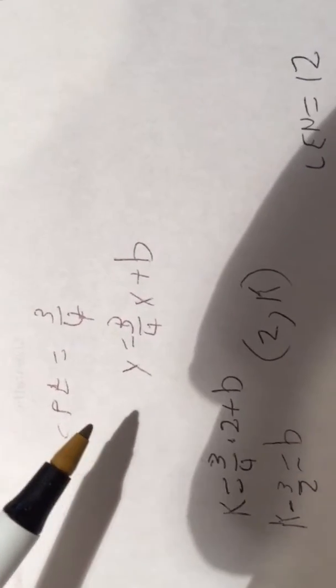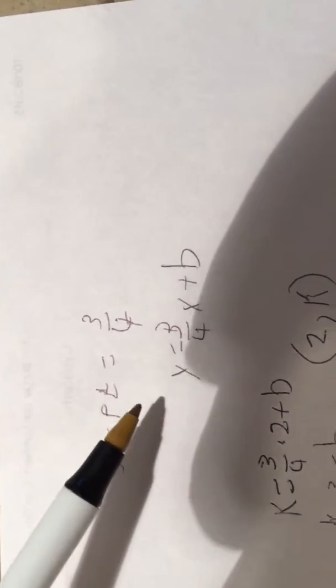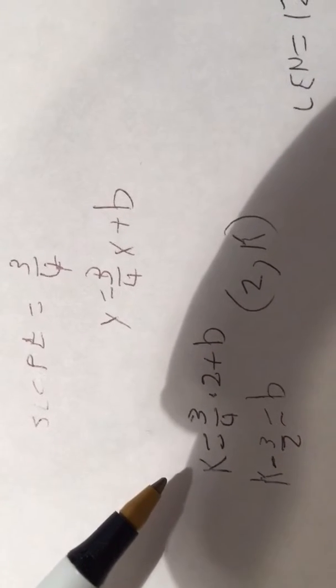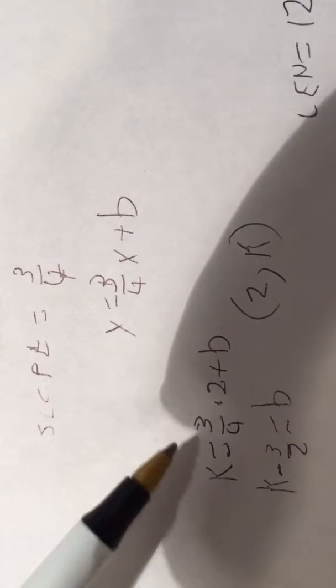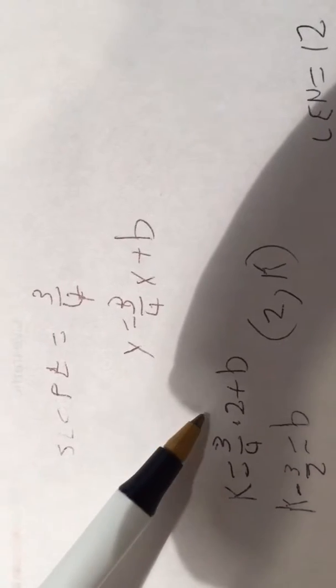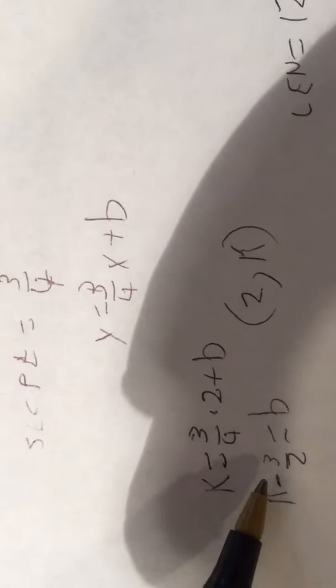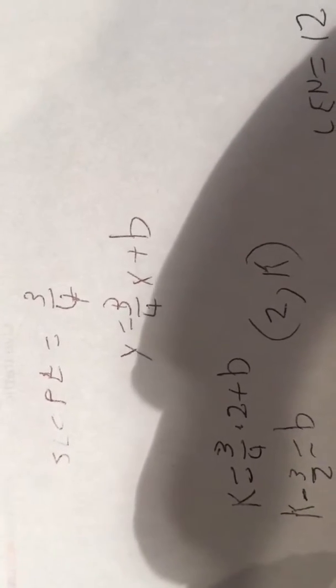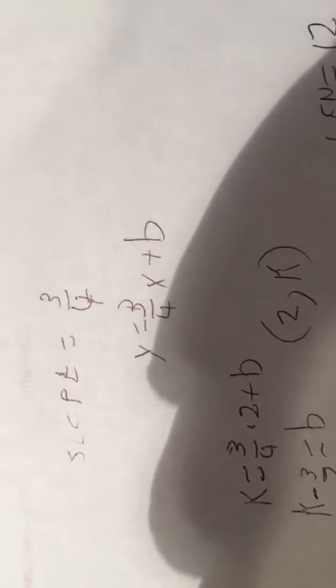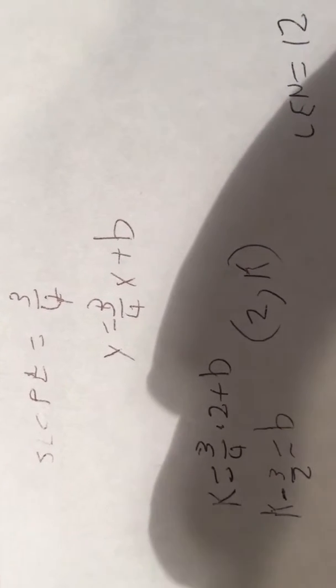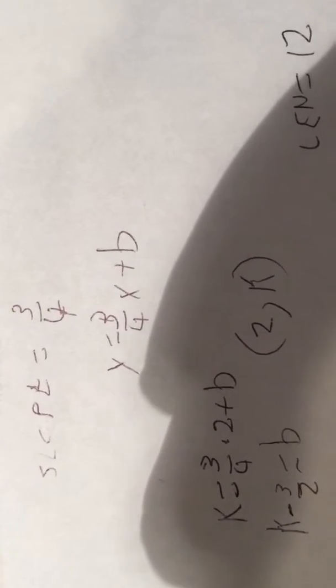Well, to figure out what b is, we know one point on the line, which is (2, k). So I figured out that k becomes 3/4 times 2 plus b to be on the line. So I then took k minus 3/2 equals b. So now I know the y-intercept of the new line in terms of k.